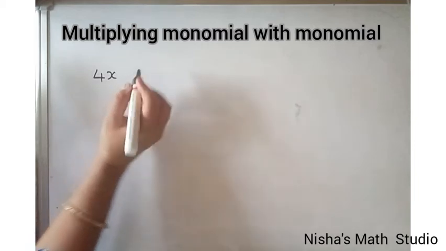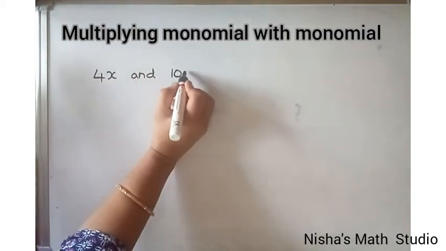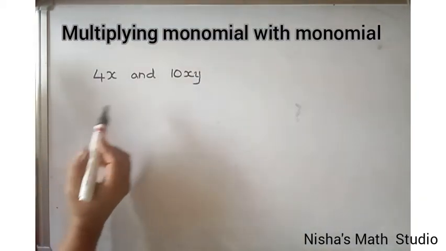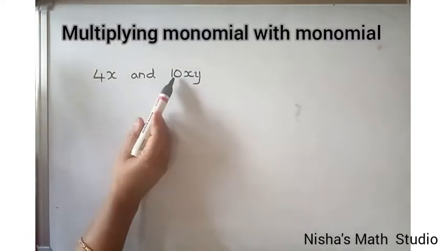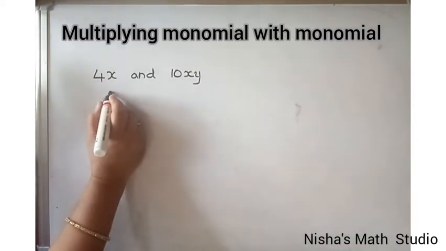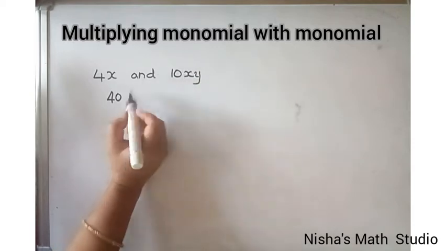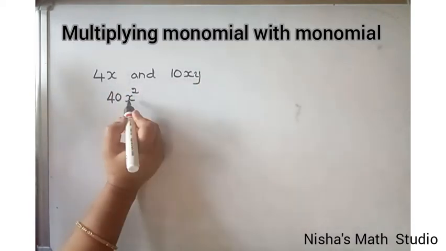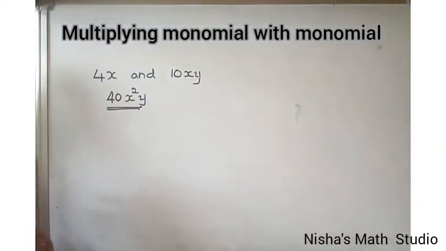Let's multiply 4x and 10xy. As we have already seen, the rule is to multiply the coefficient first, then the variables. So 4 tens are 40. x and x is to be multiplied. That will give you x square. x into x is x square. y is only once, so you write it as it is.